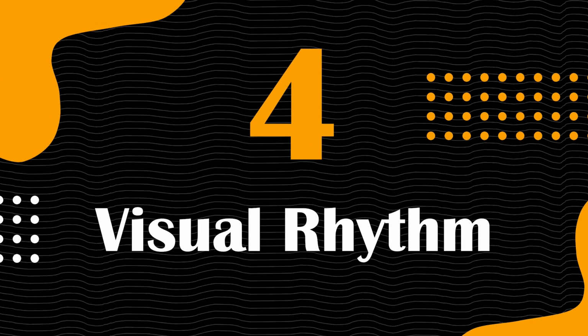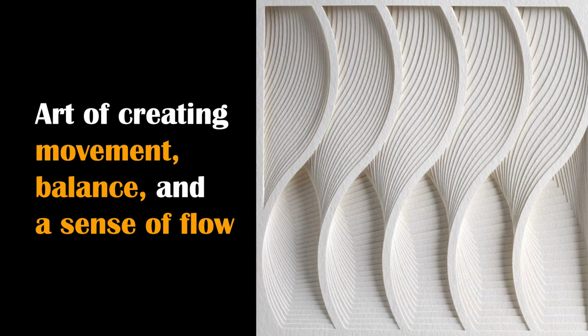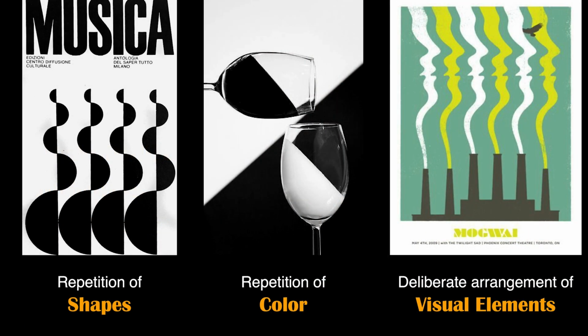Next up is visual rhythm. Visual rhythm in design is like a carefully orchestrated dance of elements on the canvas. It's the art of creating movement, balance, and a sense of flow within your composition. Whether through the repetition of shapes, colors, or the deliberate arrangement of visual elements, visual rhythm adds a beat to your design that captures the viewer's attention and guides their gaze.